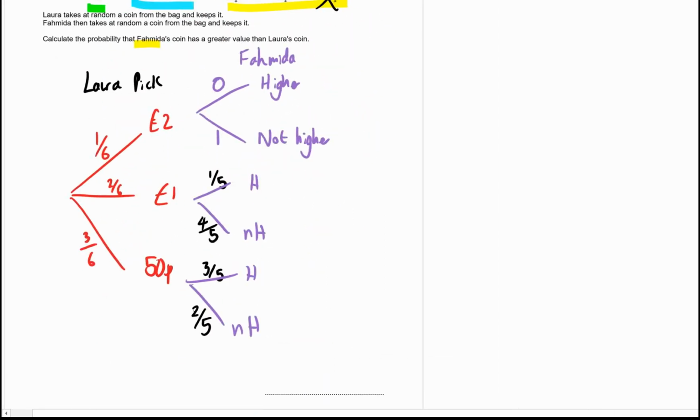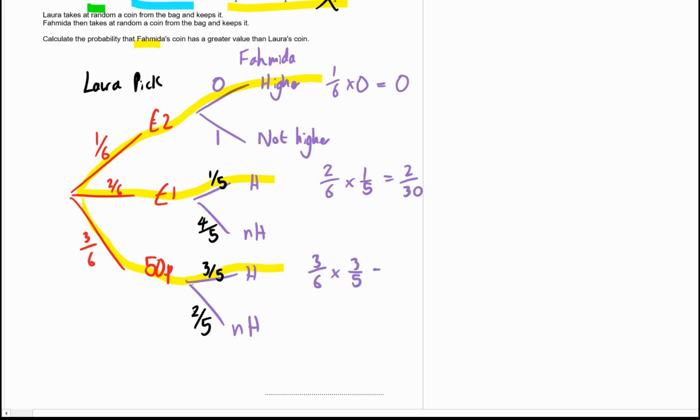We were asked to work out the odds that Famida got a coin of greater value. So we have 3 options here. I have this option, this option, and this option. I need to work each of these out. So here I've got 1 over 6 times 0, which of course is going to be 0. Here I've got 2 over 6 times 1 over 5, which will be 2 over 30. And here I've got 3 over 6 times 3 over 5, which is going to be 9 over 30.